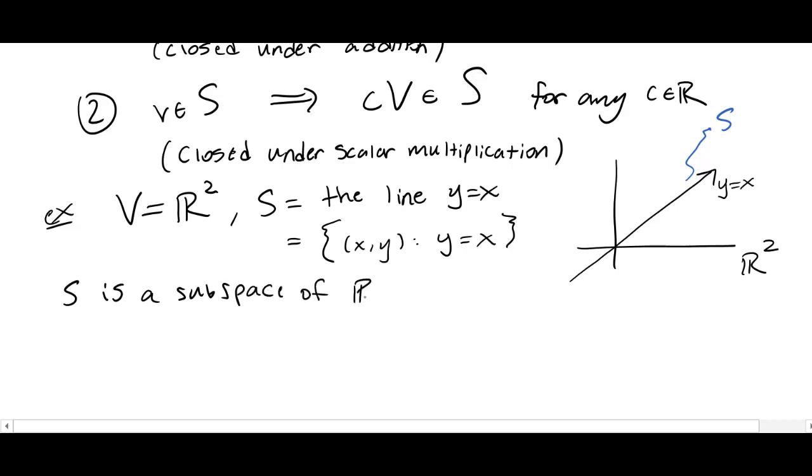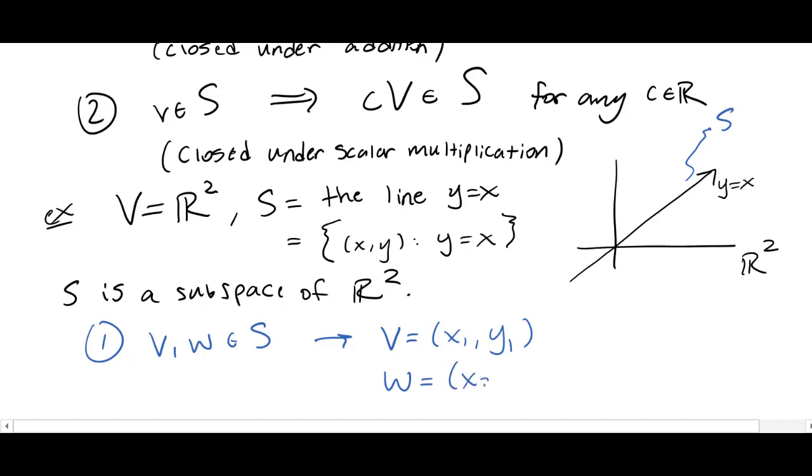Let's check that by checking that it's closed under addition and multiplication. So first of all, let's say V and W are in S. When I say that V and W are in S, I mean that V is a vector x1, y1, and W is a vector x2, y2, where y1 is equal to x1 and y2 is equal to x2. That's what it means for V and W to be in S.